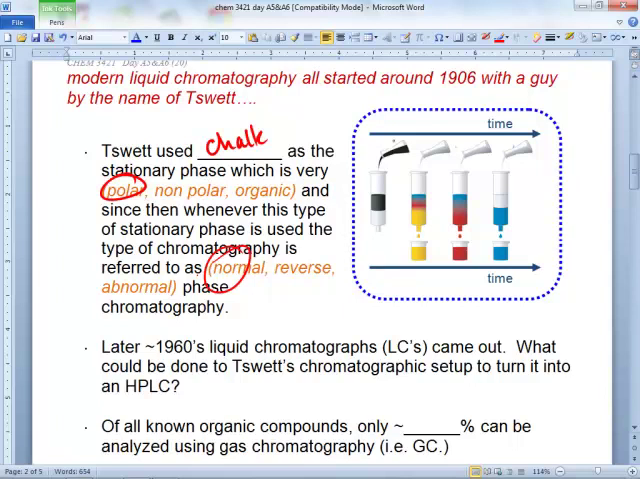As long as he made his tube tall enough, I'm sure he had to do this multiple times to figure it out, but he got the pure chlorophylls, right? So he's the dude who really started this all off. In the 60s, liquid chromatographs came out. Sweat did liquid chromatography, but he didn't do HPLC. He just did the LC. What's the HP part? What's HP stand for?